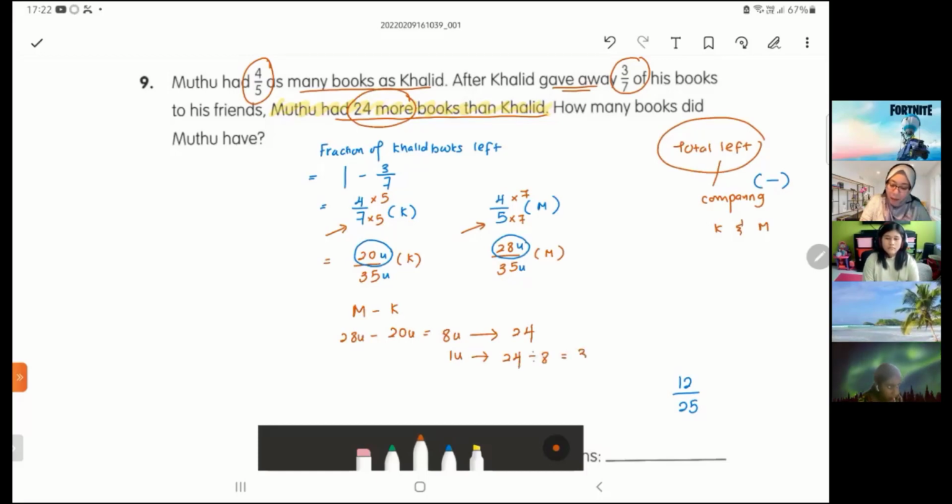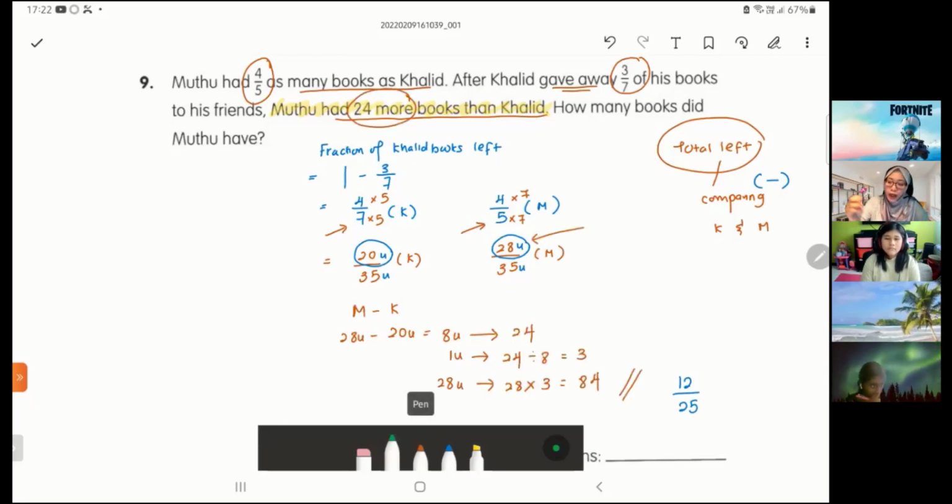I get 3. Am I happy with this? No, not happy. What do I do? How many books did Mutu have? So let's look at Mutu. He has how many books? 28 units. So 28 times 3 equals 84. There you go. Answer. That's one way to do this question.